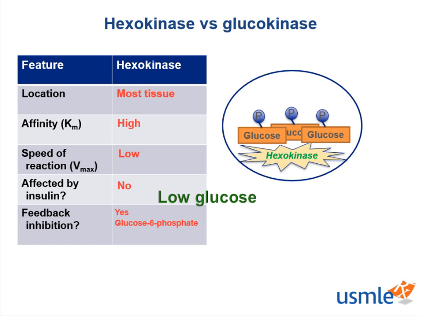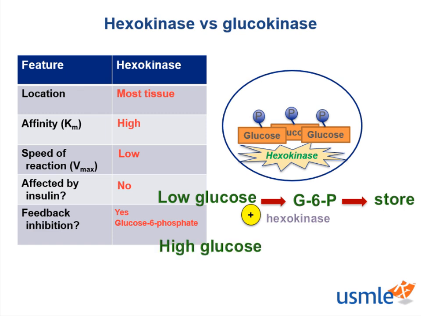So basically, when the cell has low glucose 6-phosphate levels, hexokinase will catalyze any glucose available in order to form glucose 6-phosphate and store it within the tissue. However, if there's a large amount of glucose in the blood, such as after a meal, hexokinase won't be able to keep up since it has a low capacity or low Vmax.